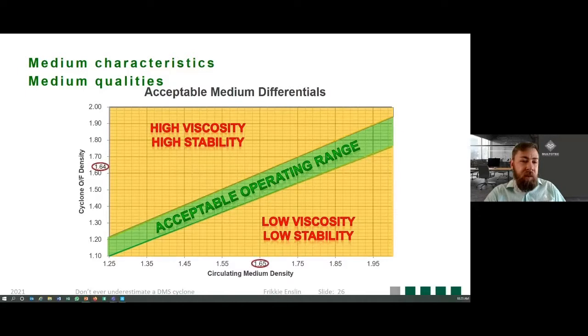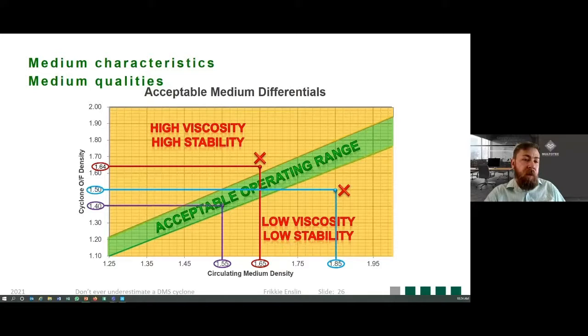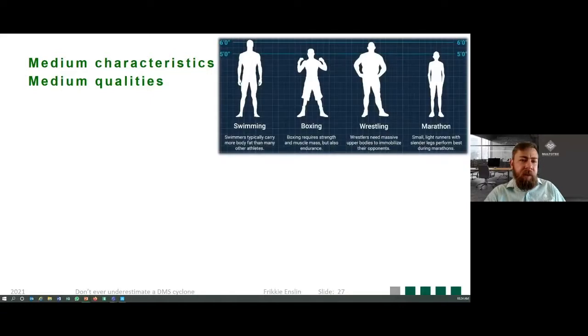So let's say, for example, you have a feed density of 1.65 and an overflow density of 1.64. You'll fall outside the acceptable operating range, and you'll sit with high viscosity. If you sit with a 1.85 feed density and a 1.5 overflow density, your medium is unstable. All right, so you're basically sitting here with a glorified water feature in your plant. But if you sit at a feed density of 1.55 as an example, and an overflow density of 1.4, you are within range. Let's talk about medium a little bit further.